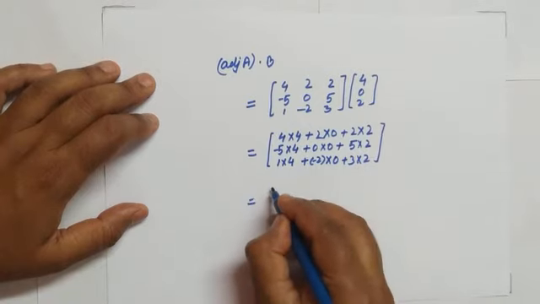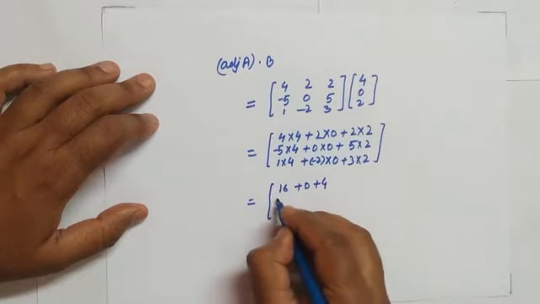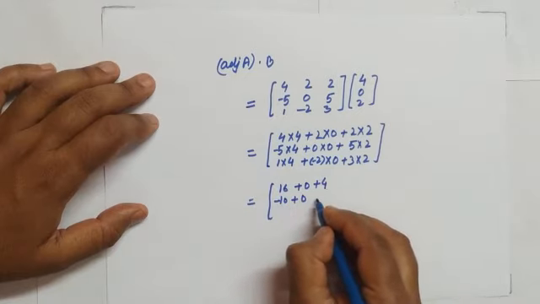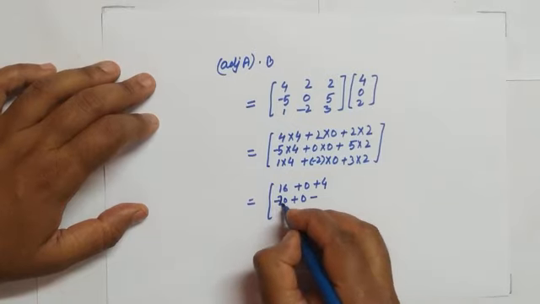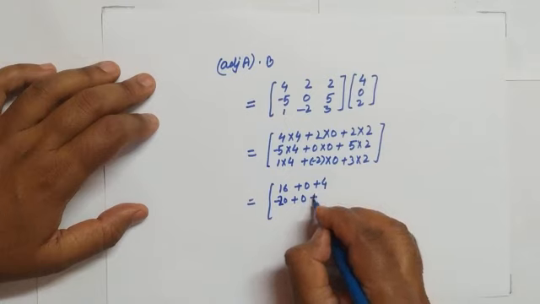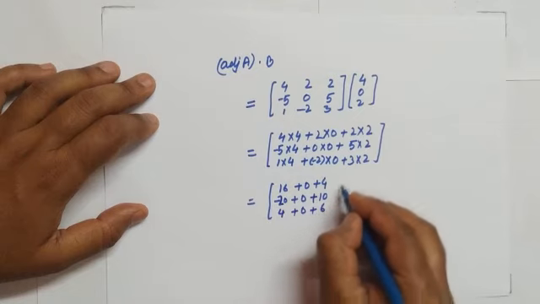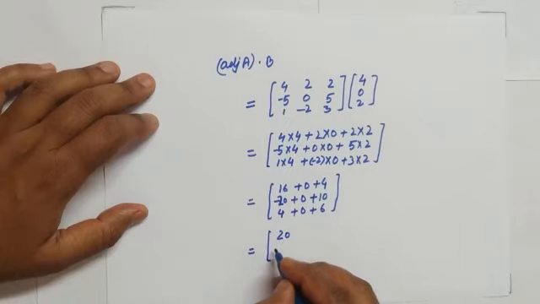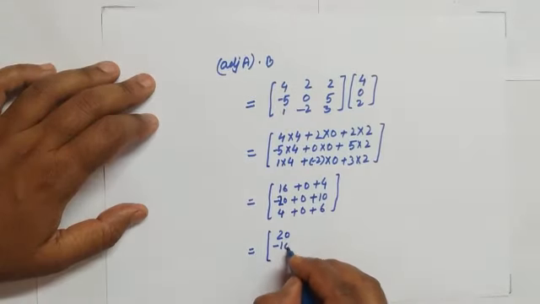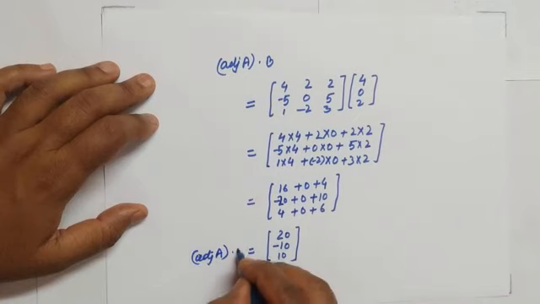This is equal to 16 plus 0 plus 4, this is minus 20 plus 0 plus 10, and 4 plus 0 plus 6. This is equal to 20, minus 10, and 10. Now you have the adjoint of A multiplied with B.